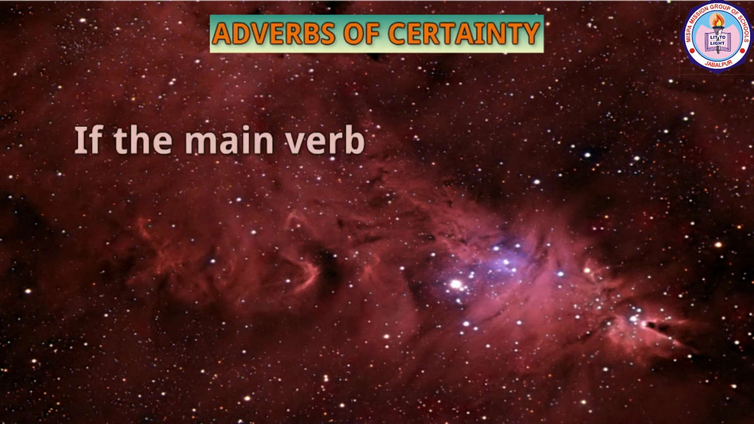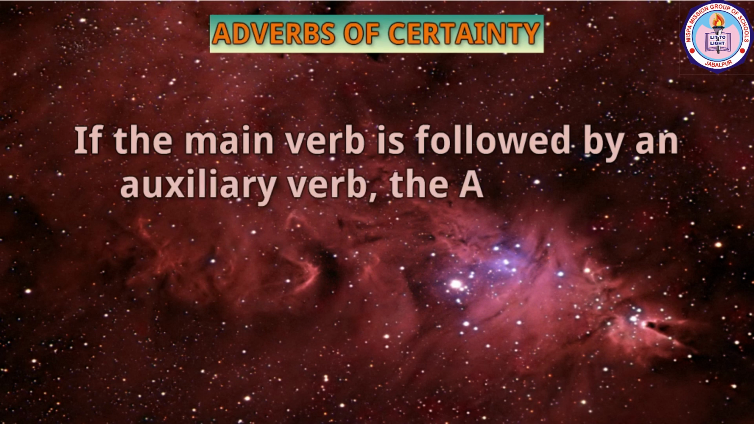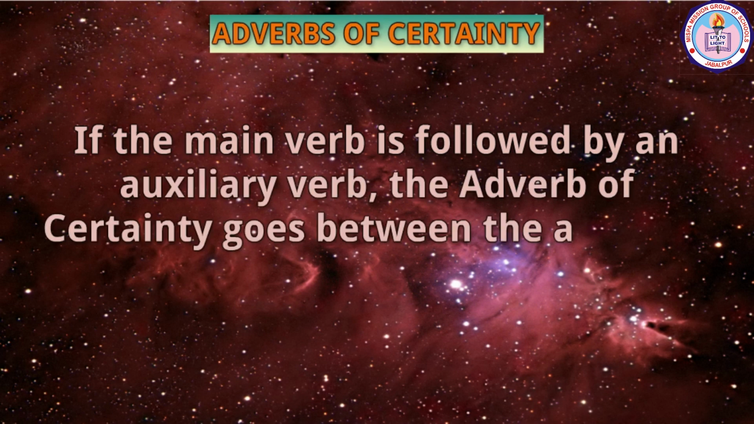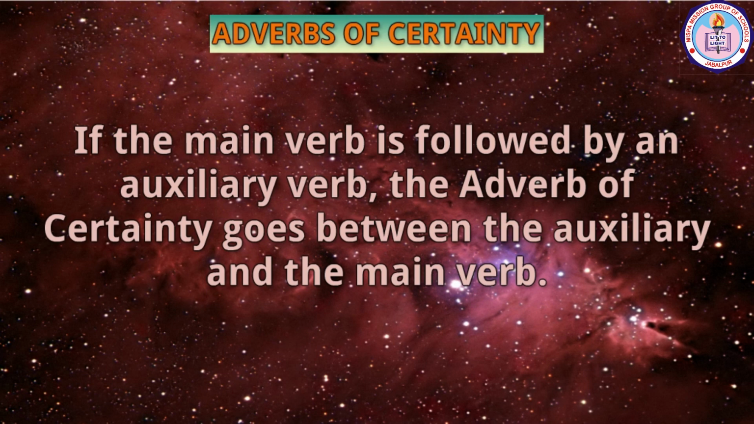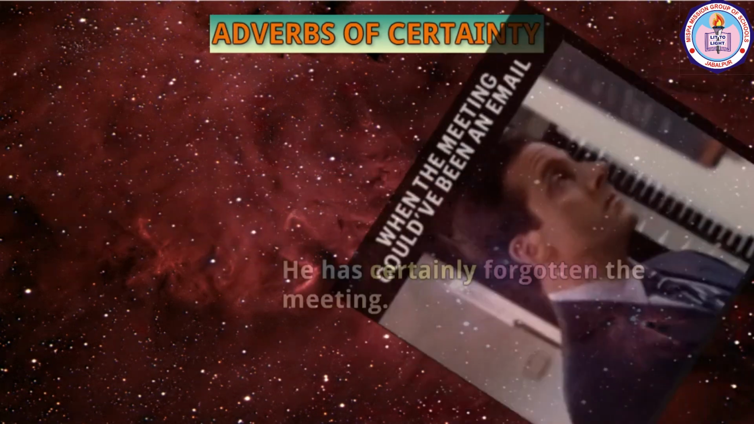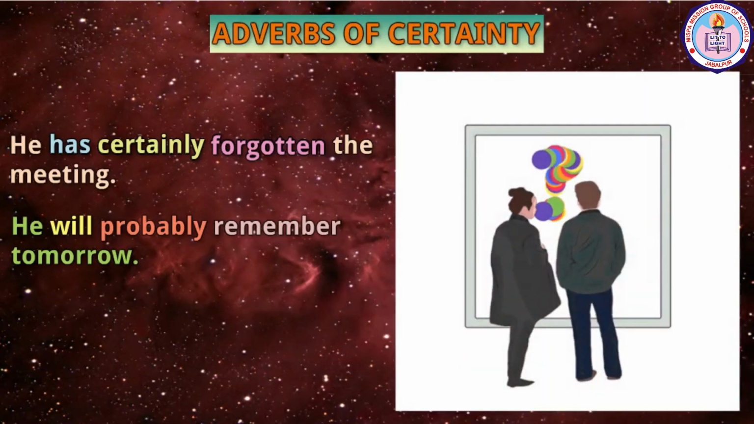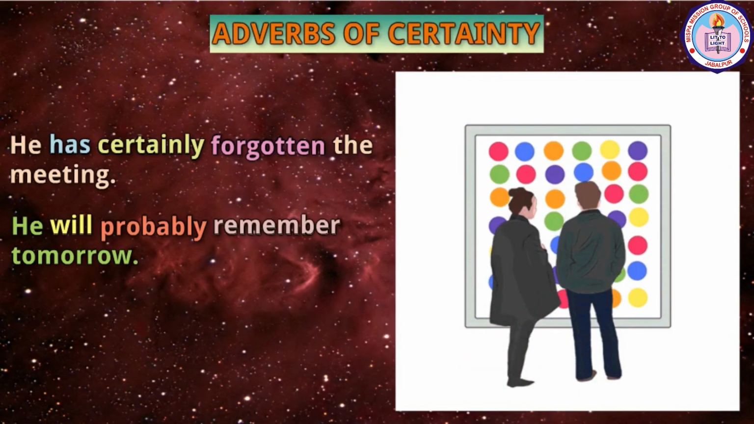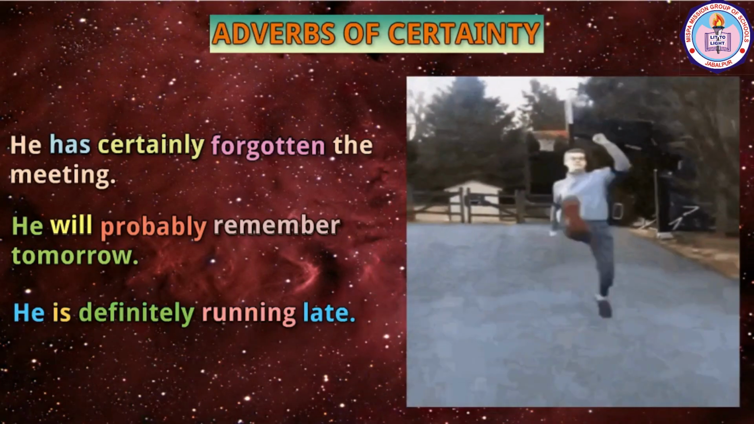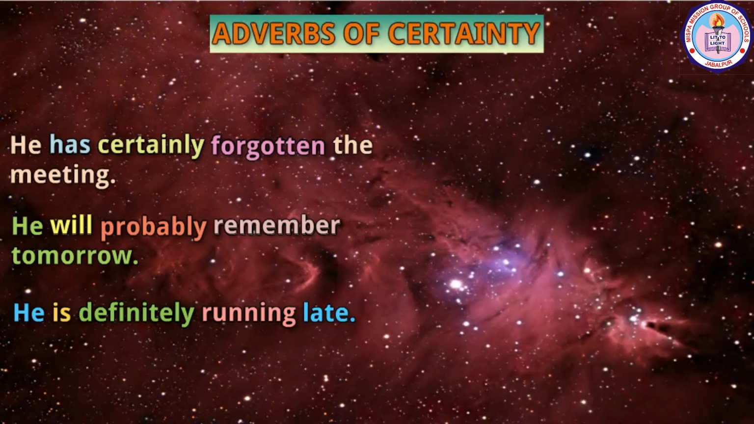If the main verb is followed by an auxiliary verb, the adverb of certainty goes between the auxiliary and the main verb. For example, he has certainly forgotten the meeting. He will probably remember tomorrow. He is definitely running late. Here the adverbs certainly, probably and definitely are placed between the auxiliary verbs has, will, is and verbs forgotten, remember, running.